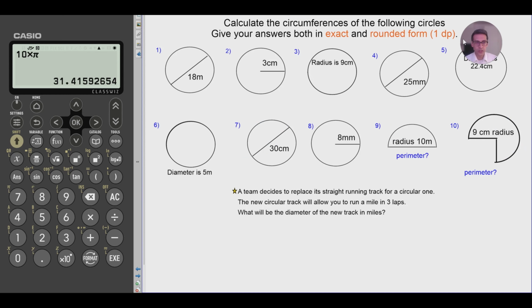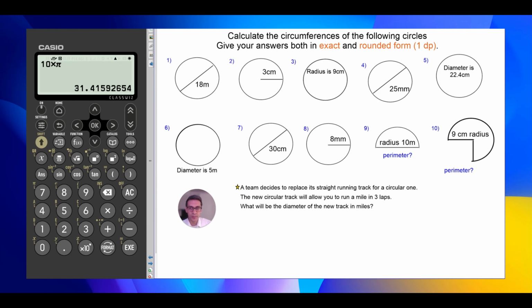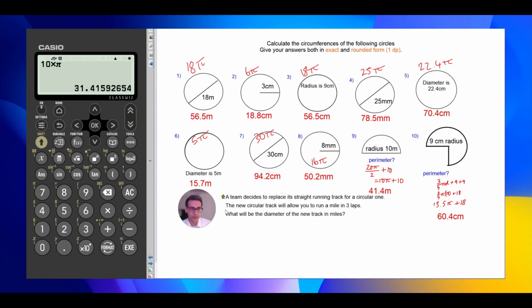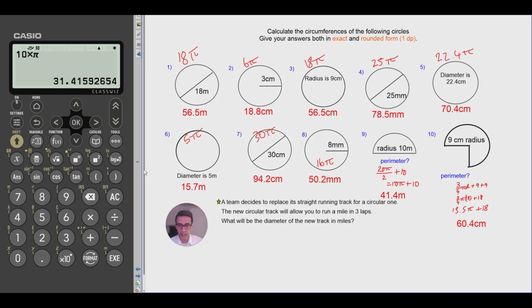Okay, so time for you to practice. Have a look at these questions here. Work out the answers. Pause the video, and then I'm going to show you some answers. Okay, so here come the answers in 3, 2, 1. So these are the answers. Check your working out. We've got the exact ones, and we've got the rounded answers here.